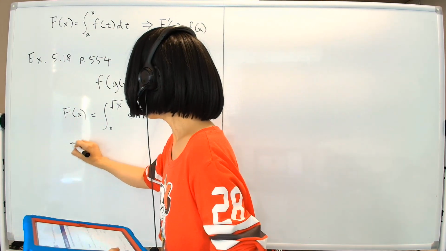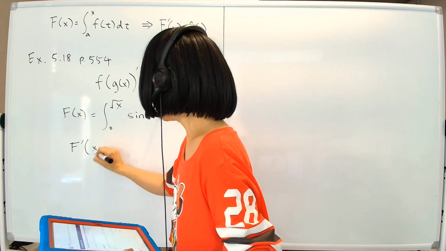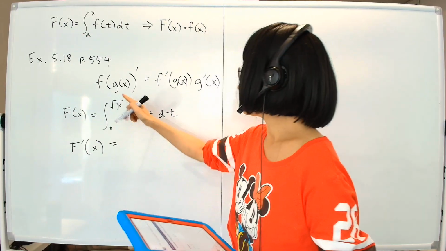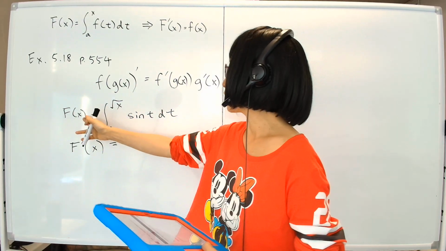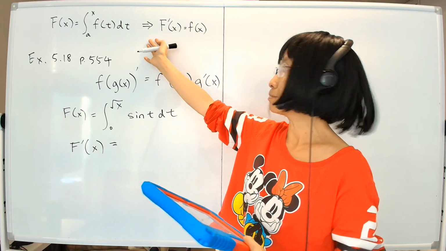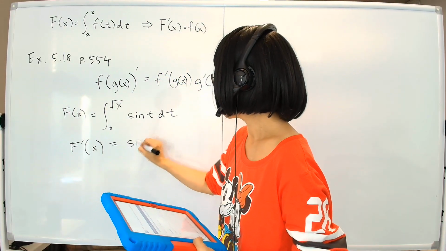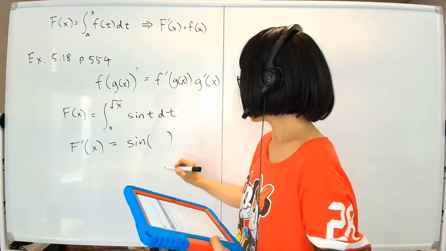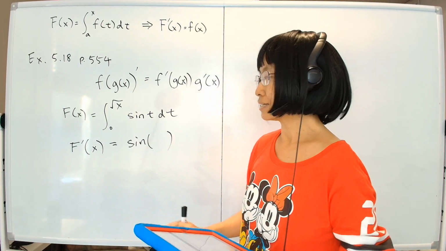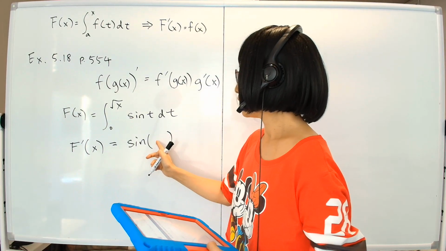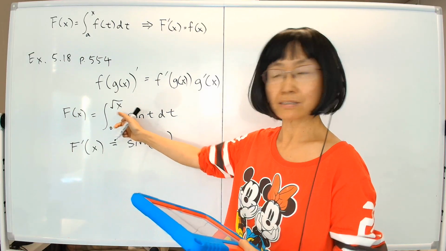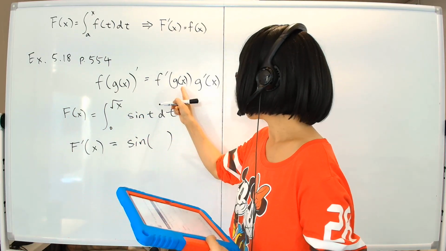So for f prime of x, we will apply the chain rule, which says normally first you take the derivative of big F, which by the fundamental theorem of calculus is just little f. So we'll write down little f, sine of x, okay? And so that's the derivative. However, we can't just write down x because it's not x, it's the square root of x. So there's a complication.